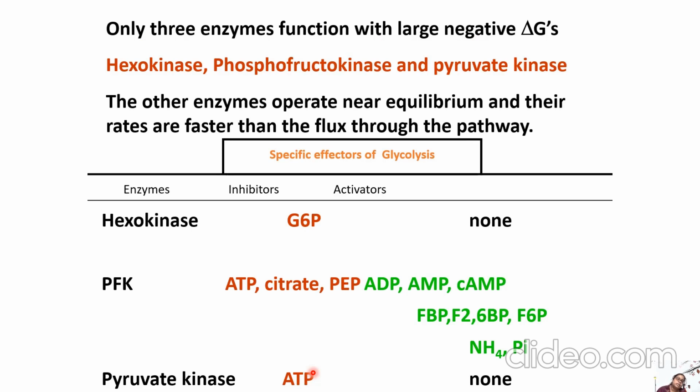There are only three enzymes that function with large negative delta Gs: hexokinase, phosphofructokinase, and pyruvate kinase. Other enzymes operate near equilibrium and their rates are faster than the flux through the pathway.